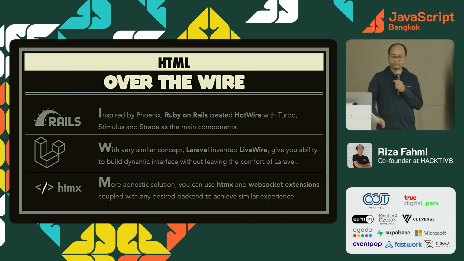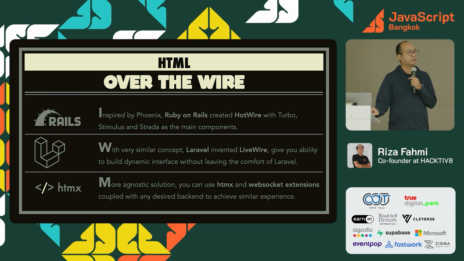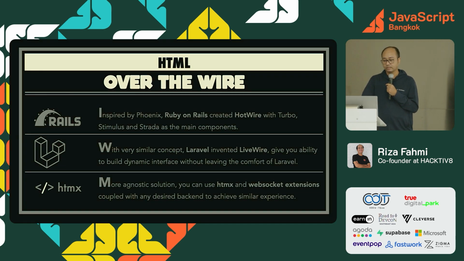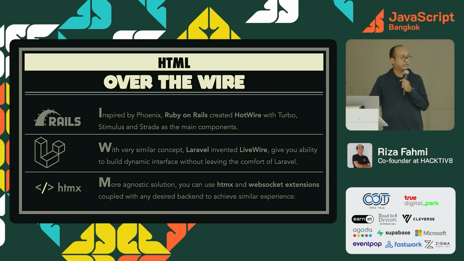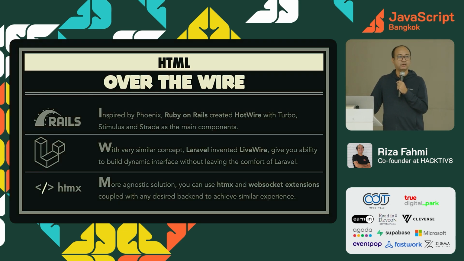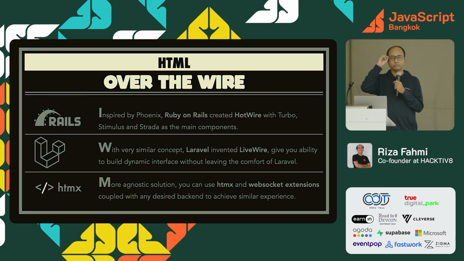This is some of the frameworks or libraries that you can use for HTML over the wire. There is Hotwire from Ruby on Rails, inspired by LiveView. Then also Laravel invented Livewire, so you can write your front-end code with PHP. If you need a more agnostic solution, you can use HTMX, the meme framework, or Unpoly.js, and Deno, Deno Fresh, a framework called Fresh from the Deno team. You can use this approach as well.